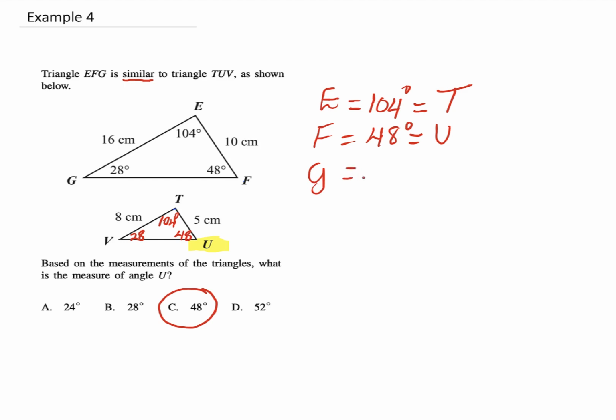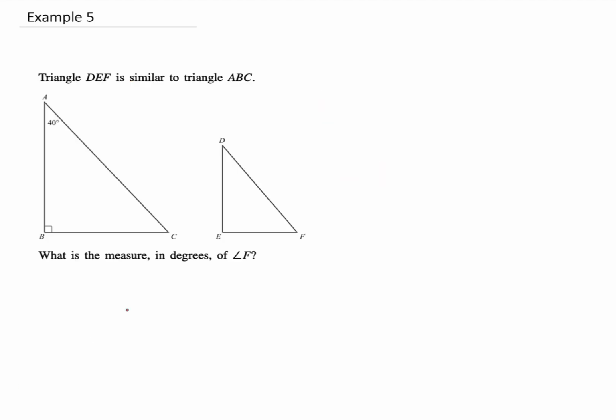G has a value of 28 degrees. Therefore, V would also be 28 degrees.